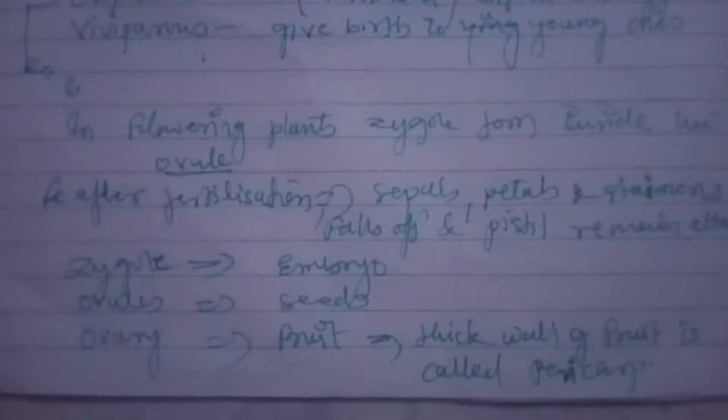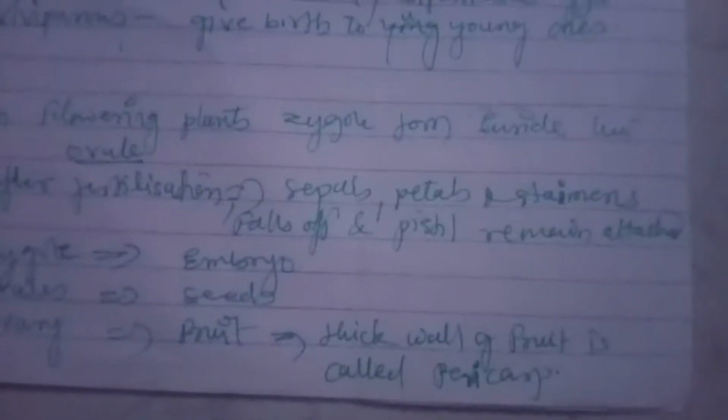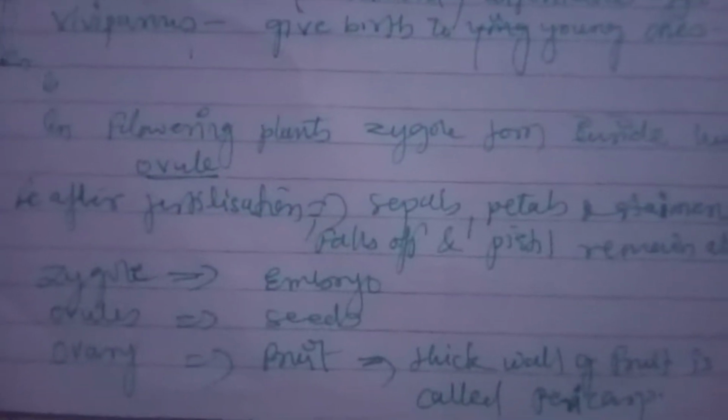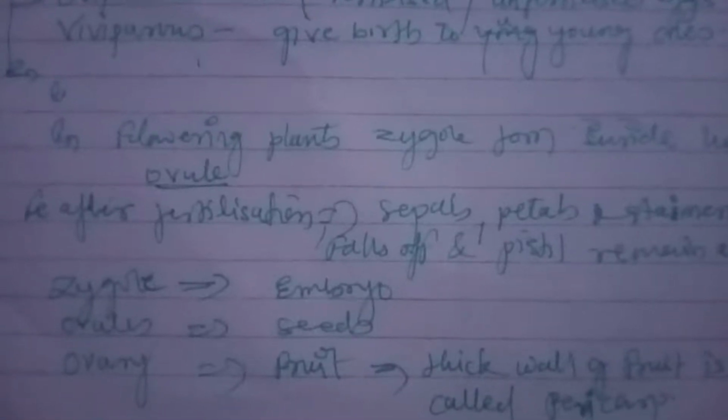After fertilization, the sepals, petals and stamens fall off and the pistil remains attached. And afterwards the zygote forms the embryo, the ovule forms the seed, the ovary forms a fruit, and the thick wall of the fruit is called the pericarp. They ask a one-mark question, what is pericarp. So these are the things we study in a flowering plant.